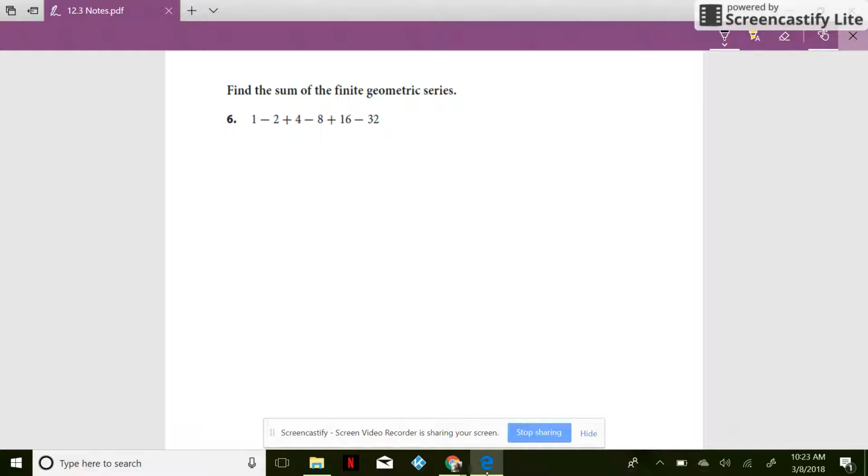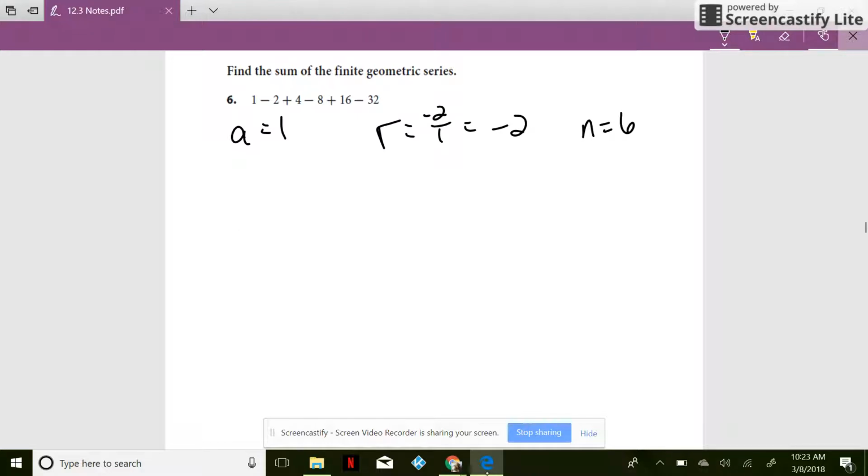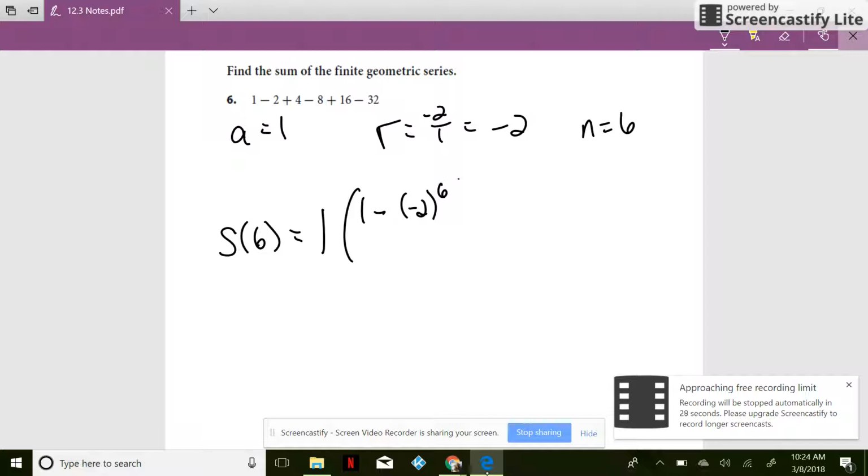So here we have a is equal to 1. For the common ratio, we have -2 over 1, so our common ratio is -2. The number of terms in our series is 6. So we've got 6 terms. The formula says we take our a value, 1, times 1 minus the common ratio to the n power. Now this is important since we have that -2: remember to put parentheses around your negative before you raise it to your power. And then over 1 minus -2.